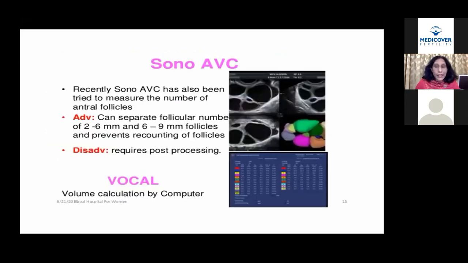Now, here you can see that picture. These are the follicles, which is what we see in an IVF stimulation. There are multiple follicles, and this multicolored picture is a computerized picture, where we have volume calculation by the computer.